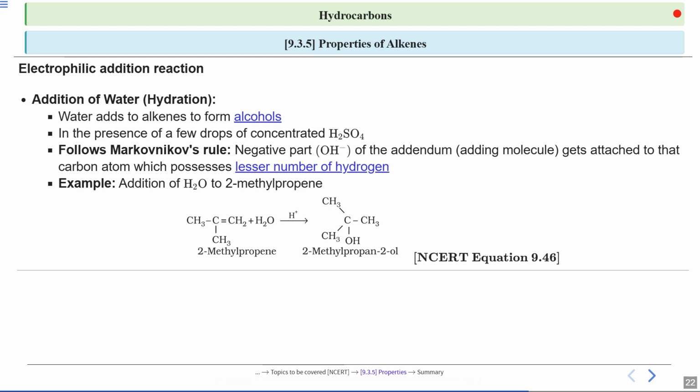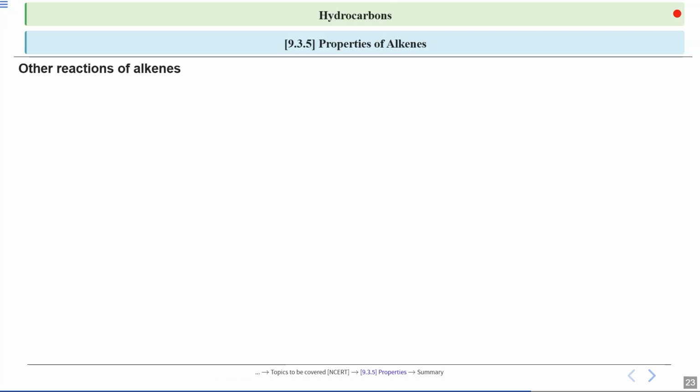So, you can see here in 2-methylpropene, one of the carbon has 0 hydrogen. Therefore, your OH is going there, because as your H plus is first added, which is your catalyst, it will result in that carbocation which is more stable, and obviously it is the tertiary one. You can just try out the mechanism by yourself. So, we have dealt with all of those electrophilic addition reactions. Now, we will move on to some specific reactions of alkenes.